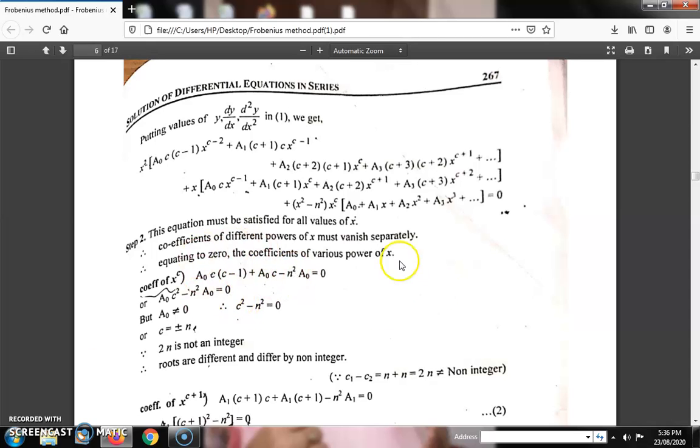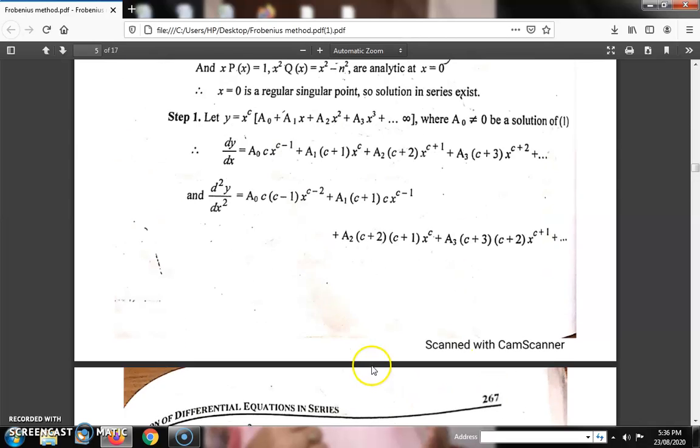When you solve this, you will get a0 c^2 minus n^2 a0, and a0 is common. But a0 is not equal to 0, because when we let the solution we wrote a0 not equal to 0. So c^2 minus n^2 will be 0, and you will get two values of c, plus and minus n. When we subtract n minus (minus n), it becomes 2n.